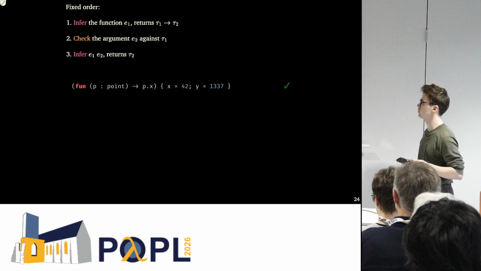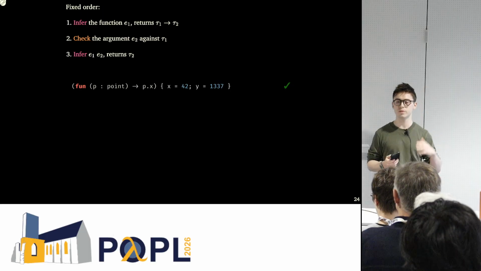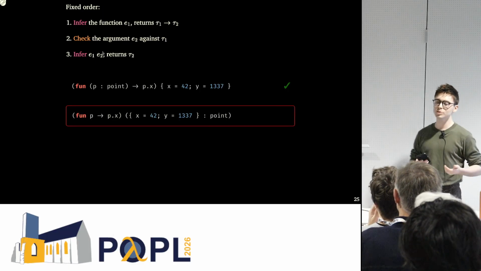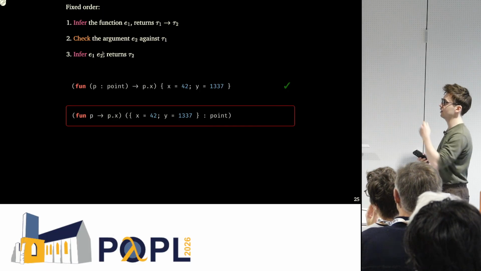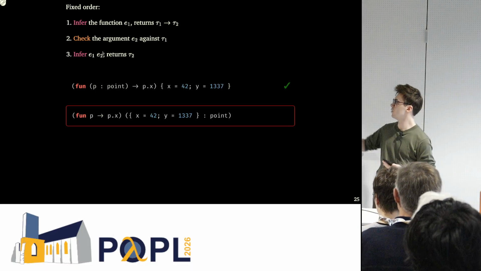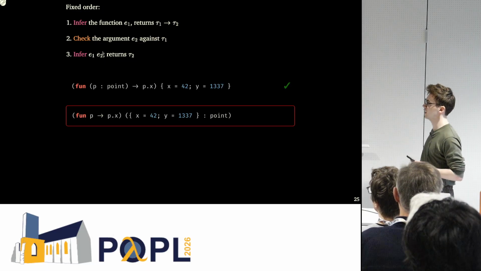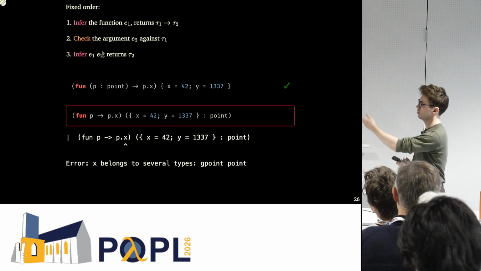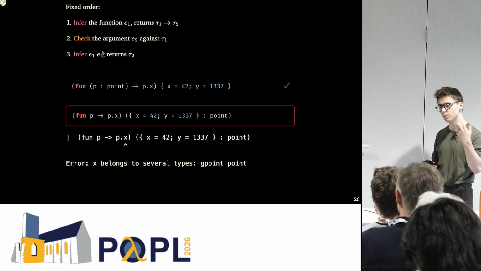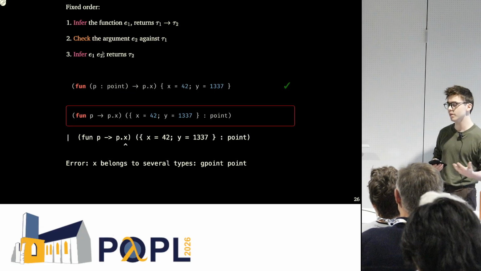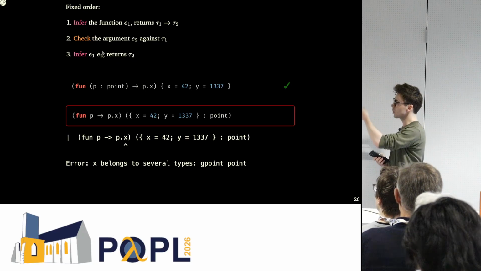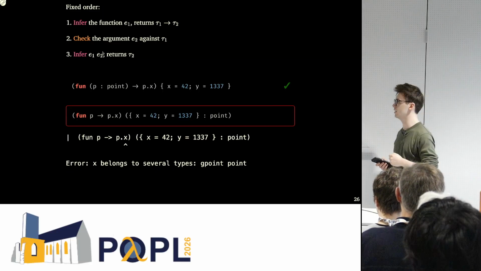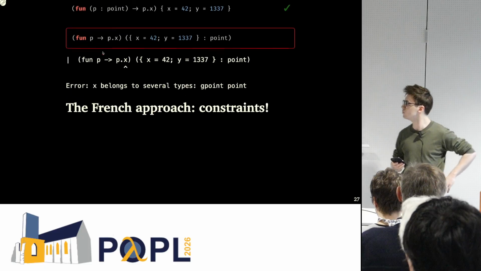And this works in some cases. For example, this type checks in OCaml, and that's because we're able to first infer the function and propagate the type information to the argument. But sometimes you're simply out of luck in OCaml, and you might write a function like this that doesn't annotate the parameter, but instead has the annotation on the argument, and OCaml fails to propagate the type information here, complaining that x belongs to several types, both point and gPoint. But we know x should belong to the type point. We have an annotation on the argument, so why can't we just propagate the information in a different direction?